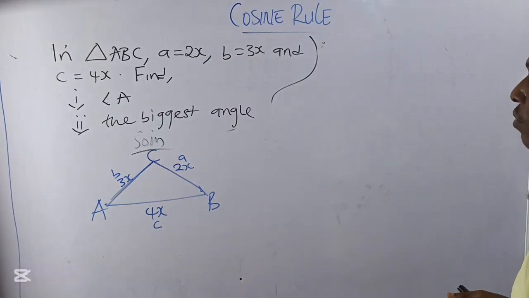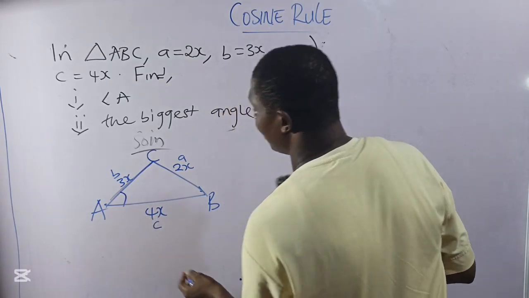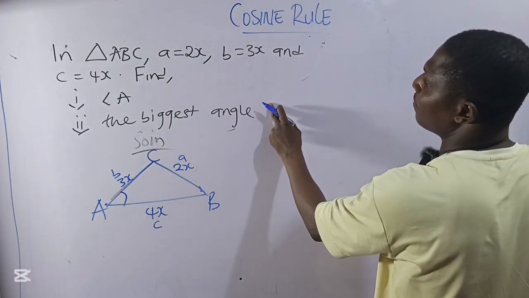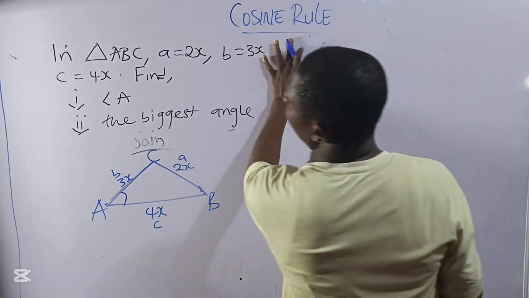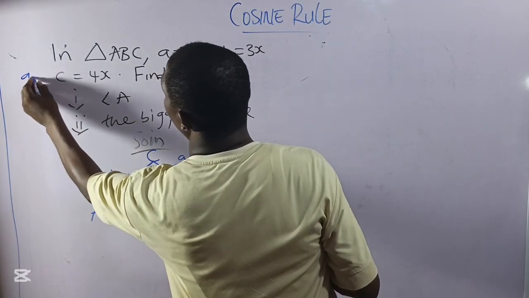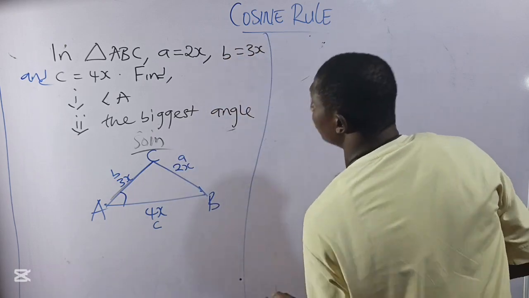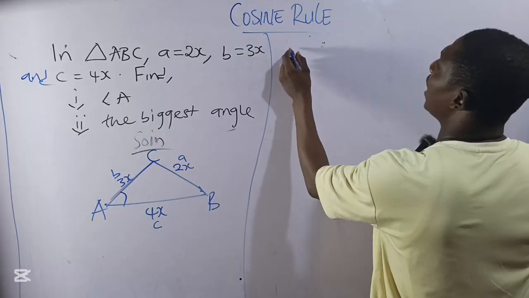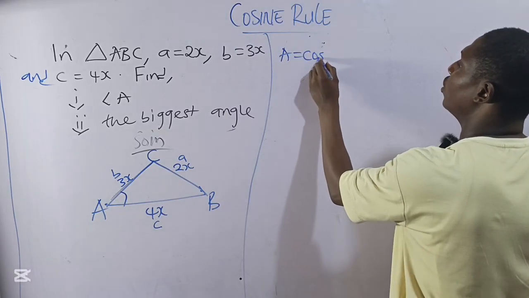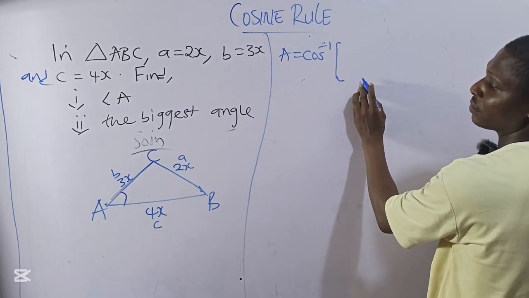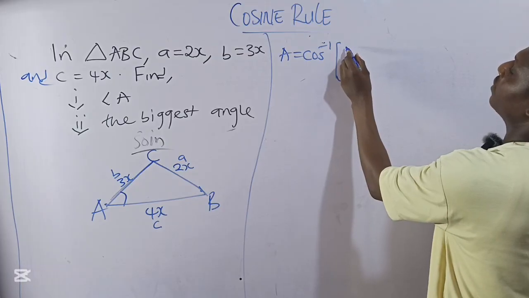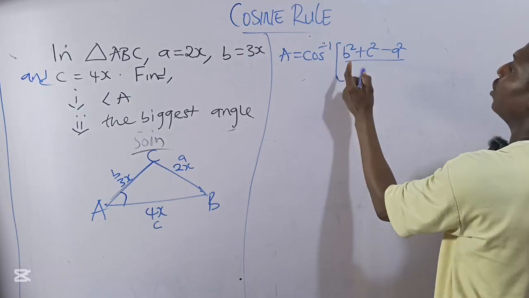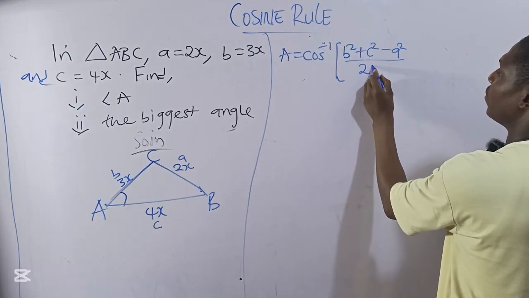So I fill in the information given. They said I should look for my A. So this is my A here. If I'm looking for my A, then I should use my cosine rule since I have my three sides known. So I have my A to be equal to cos inverse of open brackets, b square plus c square minus a square, all over 2 multiplying bc, 2bc.